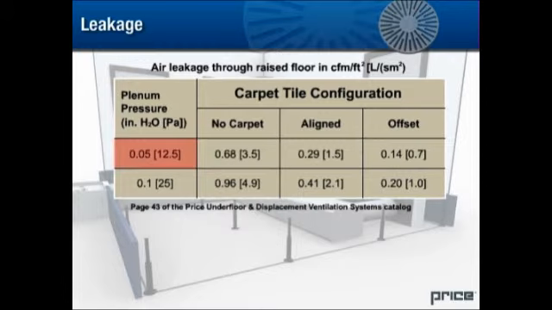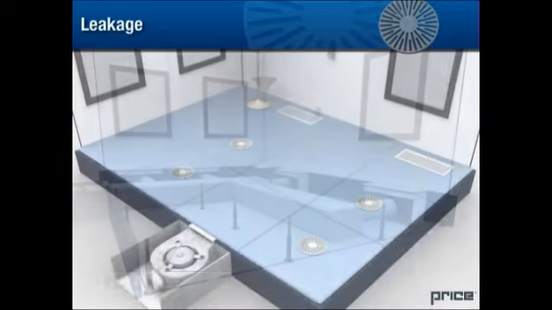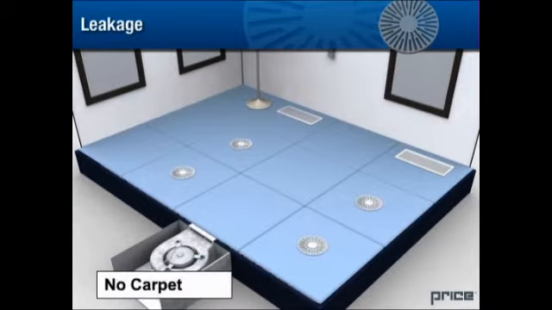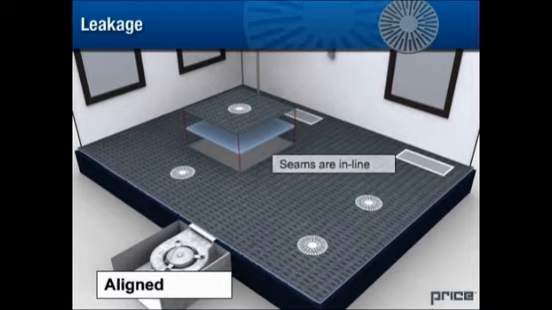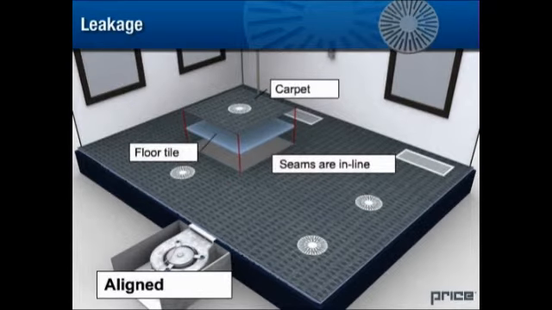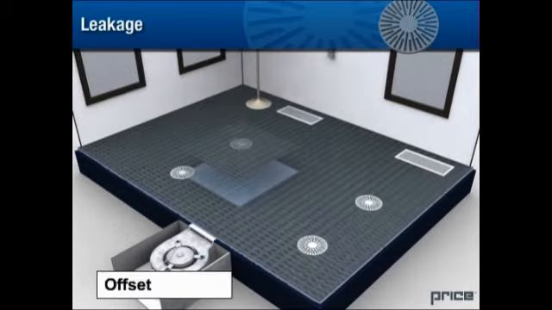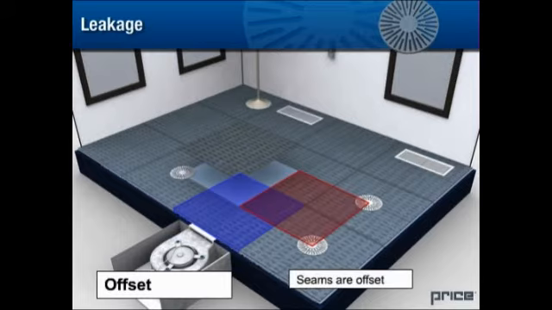This table, page 43 of the Price Underfloor and Displacement Ventilation Systems catalog, shows the leakage of a standard floor with 0.05 inches water gauge and 0.1 inches water gauge of pressure. In this table, no carpet refers to a raised floor installed without any room side finishing. Aligned refers to the carpet tiles, equal in size to the floor tiles, having their seams directly above the seams of the floor tiles. Offset refers to the carpet tile, equal in size to the floor tiles, having their seams offset in both directions from the floor tiles.